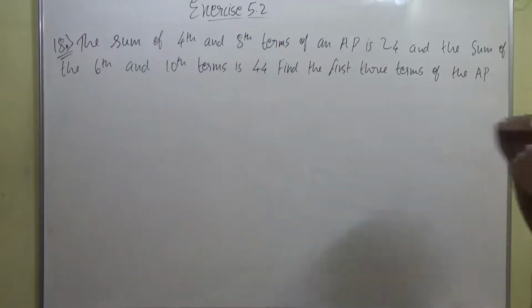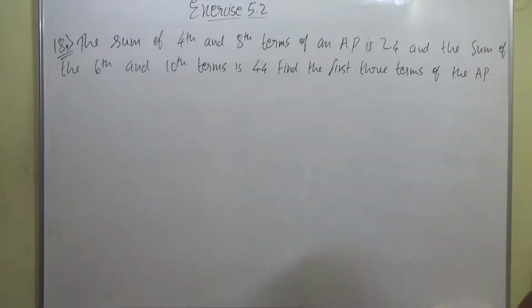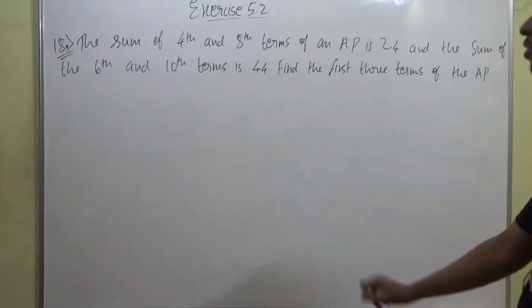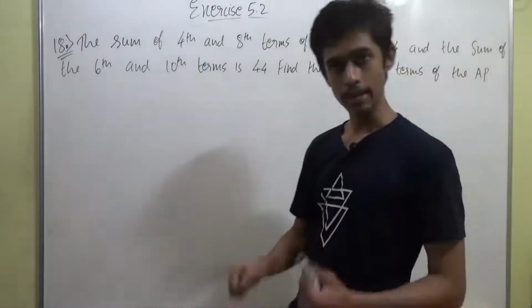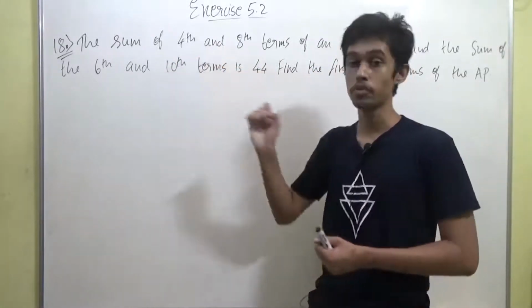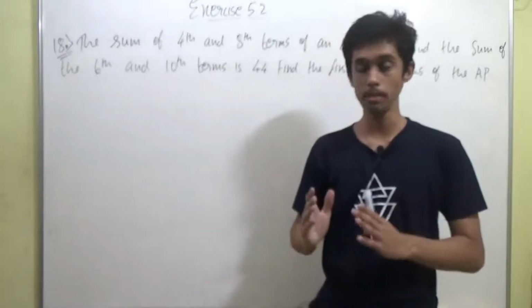Okay, now let's go to the 18th question. The 18th question says the sum of 4th and 8th term of an AP is 24 and the sum of 6th and 10th term is 44. Find the first 3 terms of the AP. So to find the first 3 terms of the AP, we need 2 things: A and D. With these 2 mathematical conditions, we first have to find the value of A and D, and then we'll be able to find the first 3 terms of the AP.